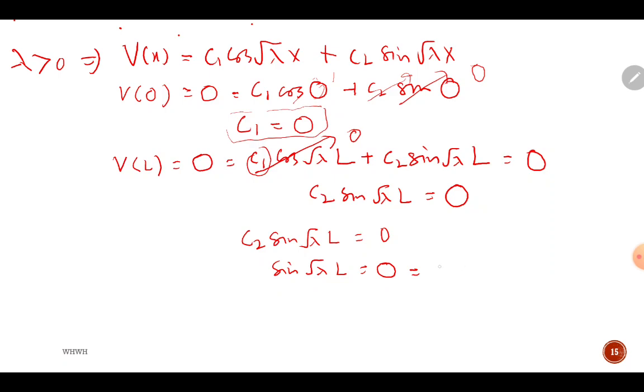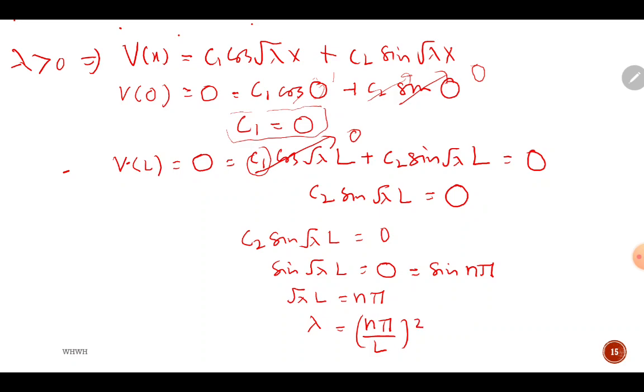And we know sine of what is equals to 0? Sine of n pi is equals to 0. Daripada chapter 4 lagi kita dah find out yang ni kan. N pi, sin pi kosong, sin 2 pi kosong, sin 3 pi kosong, sin negatif pi kosong, sin negatif 2 pi kosong, and so on and so forth. So dari sini kita tahu root of lambda L is equals to n pi. Then we have lambda will equals to n pi over L square.